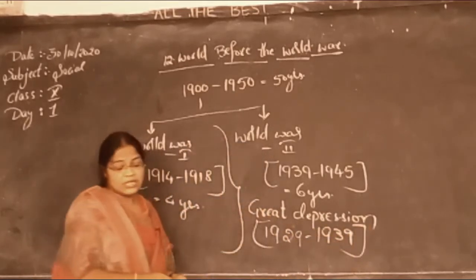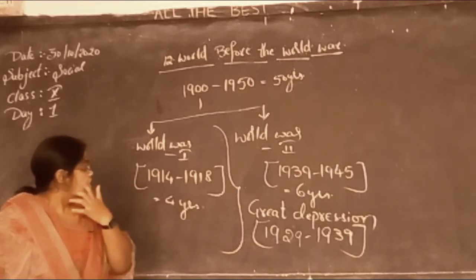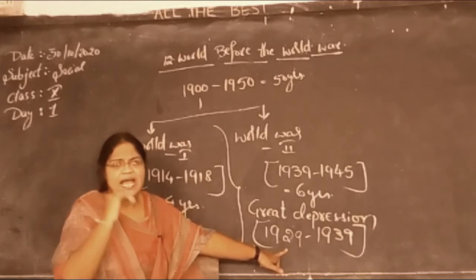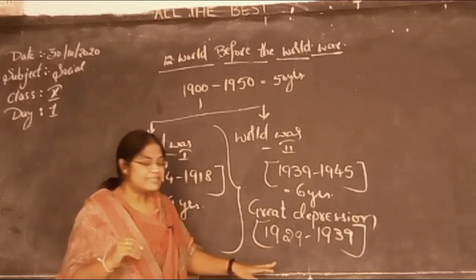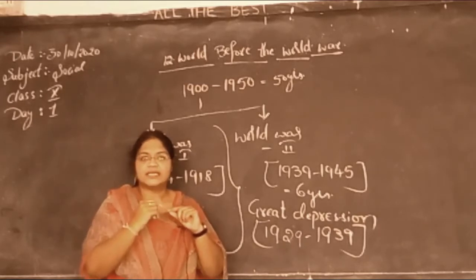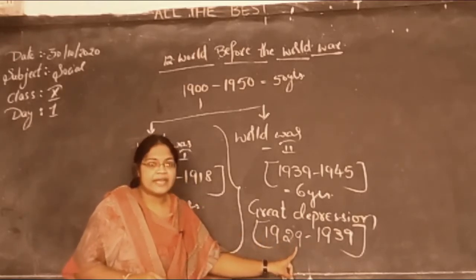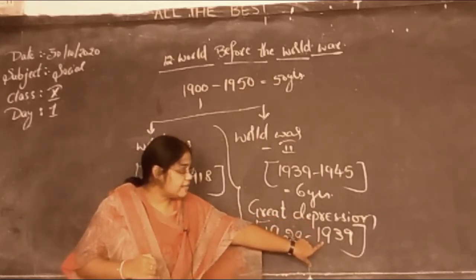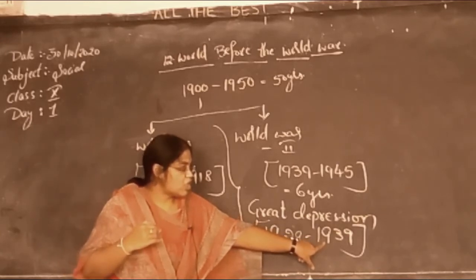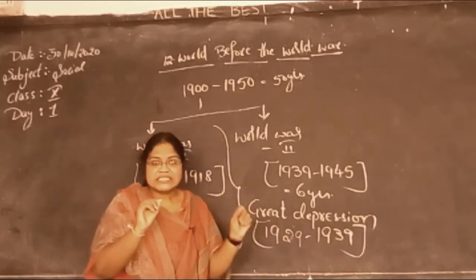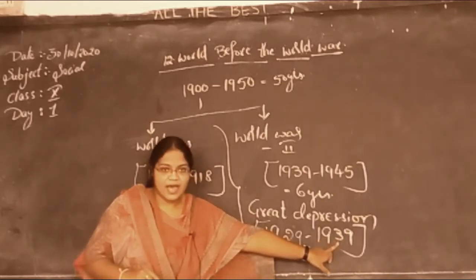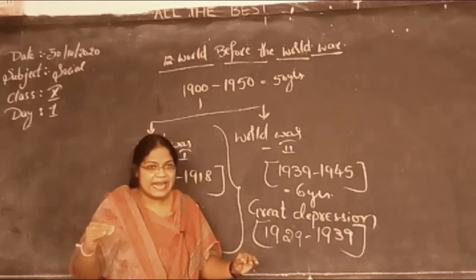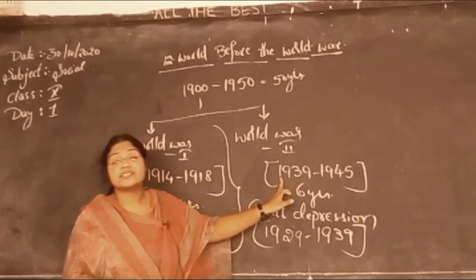Now concentrate here once. At the end of the year 1929, the Great Depression started. And at the starting of 1939, the Great Depression ended, and it was the starting period for the Second World War.